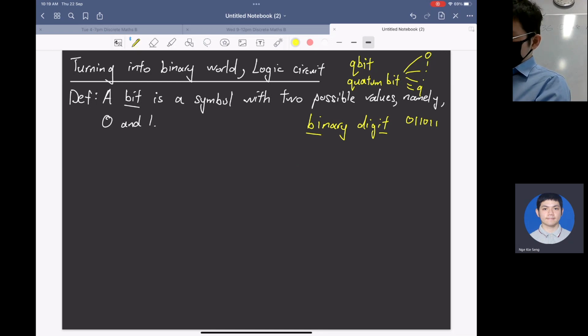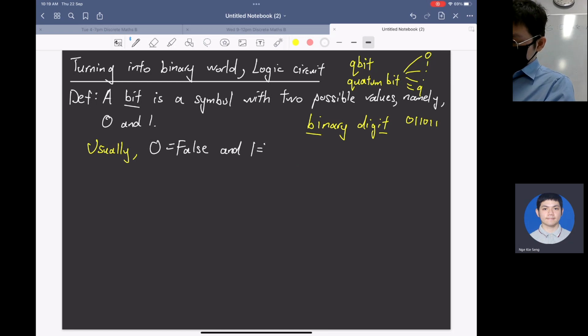Okay, let's come back again. Usually the convention is we use 0 as false and 1 as true. Through this, we also can have not, and, or, XOR and so on.